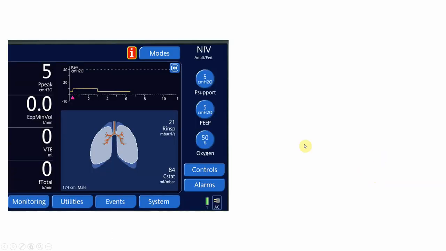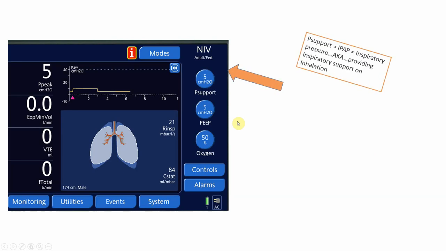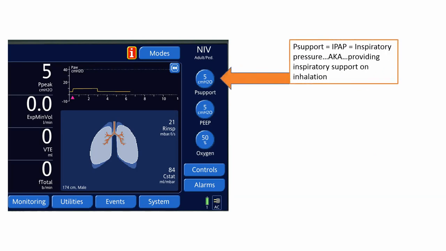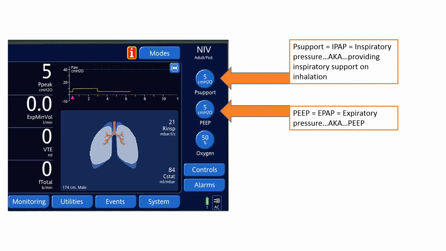So in NIV, you have two settings. You have a pressure support and a PEEP. Pressure support is your inspiratory pressure, your inspiratory positive airway pressure, which means that when the patient breathes, the ventilator provides assistance during inhalation. And PEEP is your expiratory positive airway pressure, aka PEEP. That's all it is.